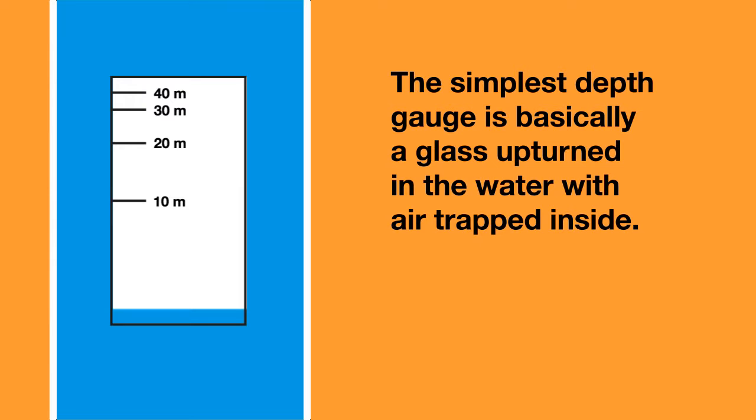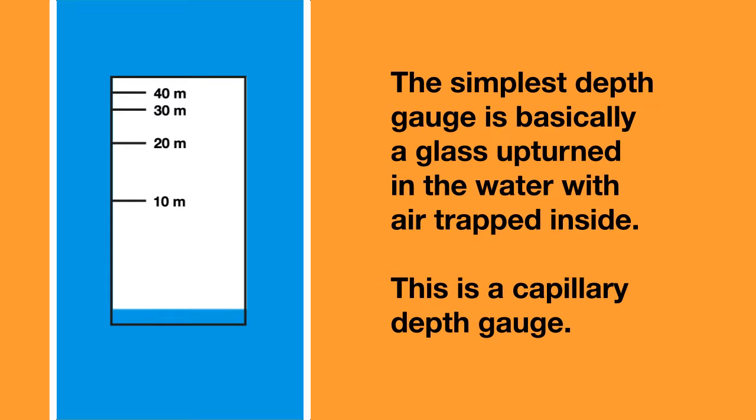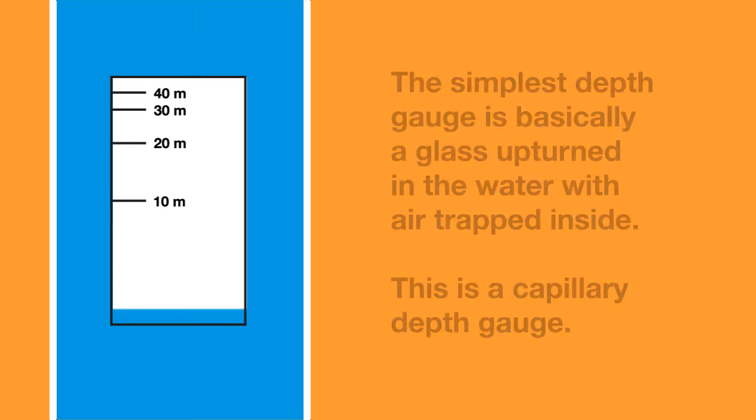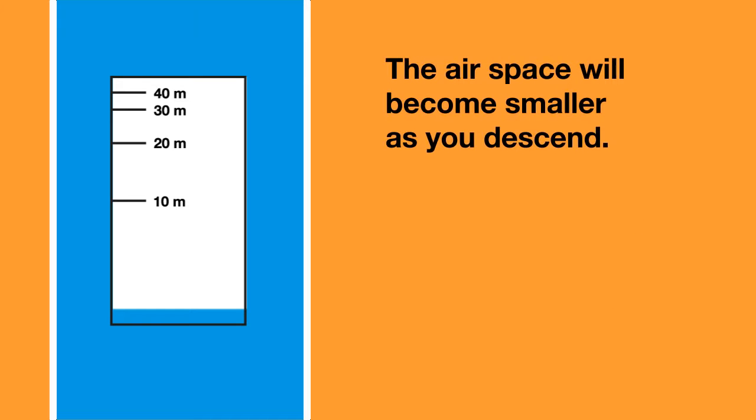The simplest depth gauge is basically a glass upturned in the water with air trapped inside. This is a capillary depth gauge. The airspace will become smaller as you descend. That's Boyle's law again.